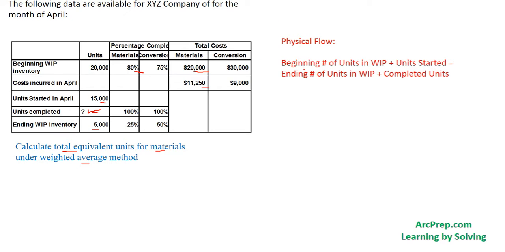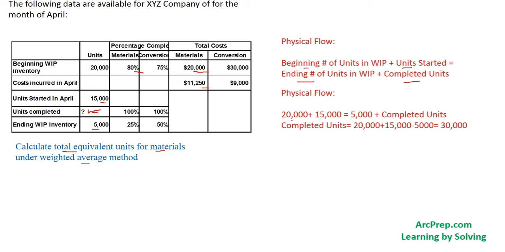The beginning work in process inventory plus the units we are starting, 15,000, should be equal to ending units plus completed units. In other words, we had at the beginning 20,000 units. We are starting an additional 15,000 units. That is 35,000 units available. And then out of that 35,000, 5,000 is still work in process right here. That means the units we are completing and sending to finished goods inventory should be 30,000.